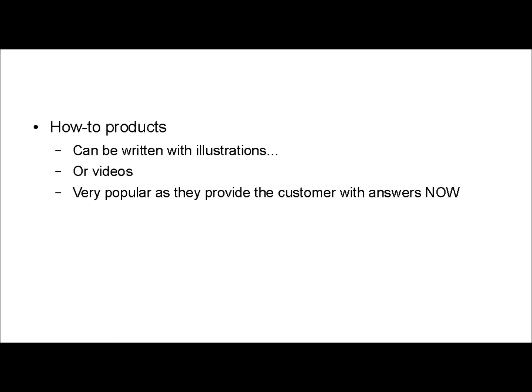Another easy type of product to create are how-to products. And these can be written with illustrations, or they can be videos. And they're very popular because they provide the customer with answers that the customer wants now. If you want to know how to do something, you don't want to know next week. You want to know how to do something right now at this very minute. And there's practically an unlimited range of topics.